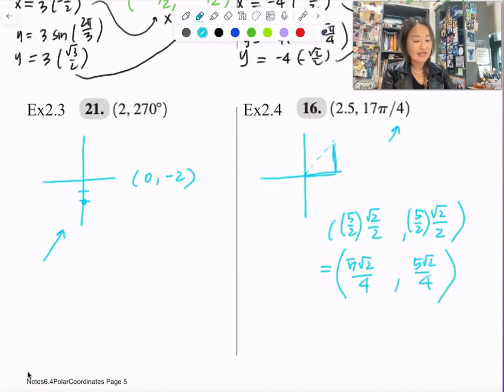And these are my rectangle coordinates. So here's how you go from polar to rectangle coordinates. Pretty easy if you sketch it, if you try to understand it using common sense, okay?